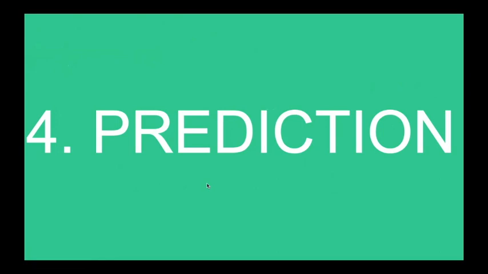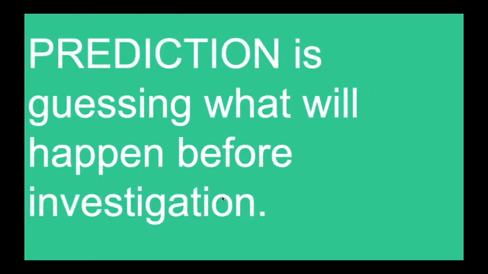What is prediction? Prediction is guessing what will happen before investigation. Before we do an experiment or gather information, we make a prediction. Prediction is the same as making a hypothesis. Prediction or hypothesis is guessing what will happen before investigation, before the experiment, right?